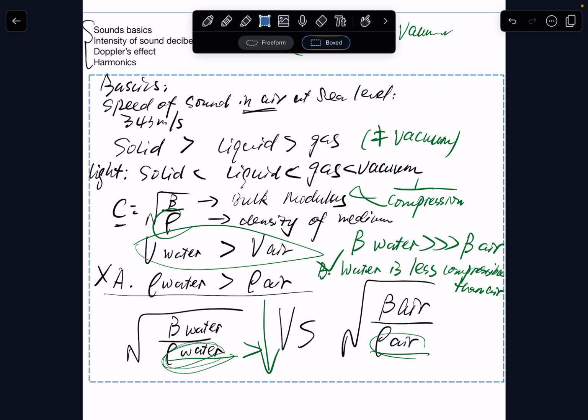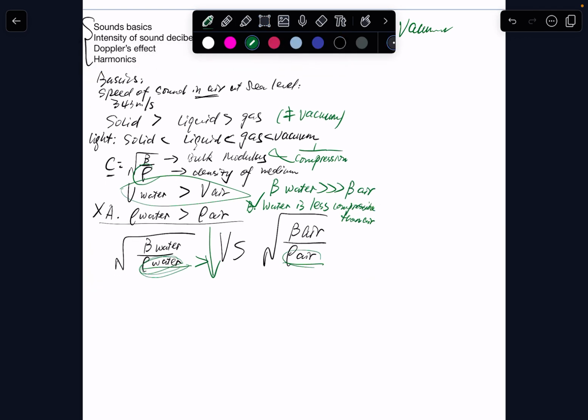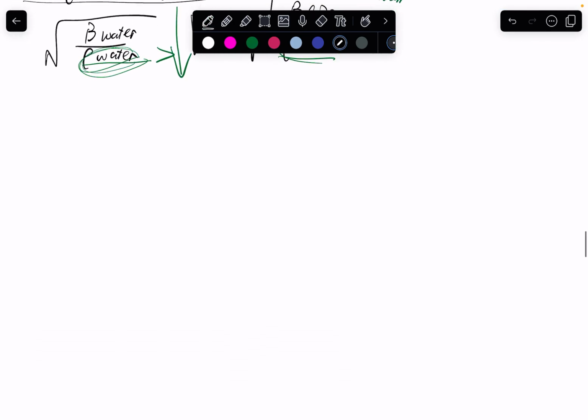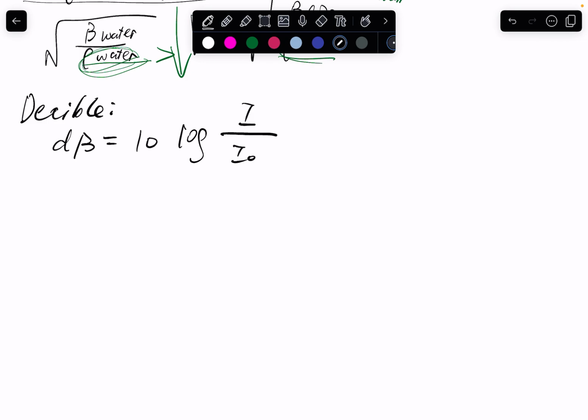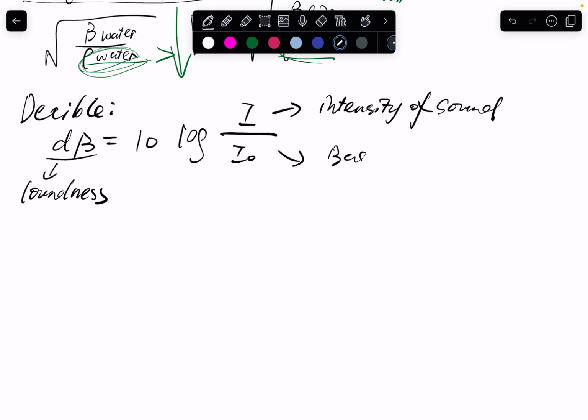Now let's move on to the decibel equation. The decibel equation is dB equals 10 log I over I naught. You've seen this equation a lot of times. What this describes, this dB, is the loudness of the sound. And this I is the intensity of the sound. And this I naught is the base intensity of sound.